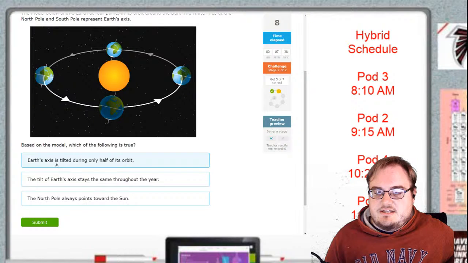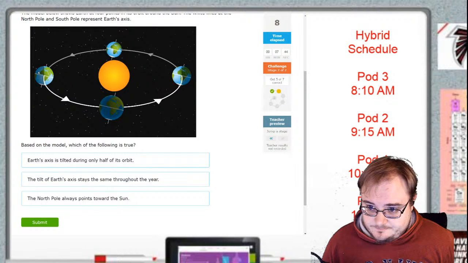Well, the North Pole does not always point towards the sun. Pointed away here. The tilt of the Earth's axis stays the same throughout the year. Yeah, it's staying to that right side tilt at 23.5 degrees. So that's pretty much accurate.